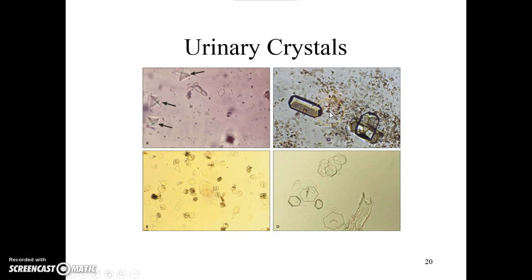Now, in alkaline urine, you'll find these. These are what they call triple phosphate crystals. Now, these are the bad boys. This is the pathologic crystal right here, and it's called a cystine crystal.